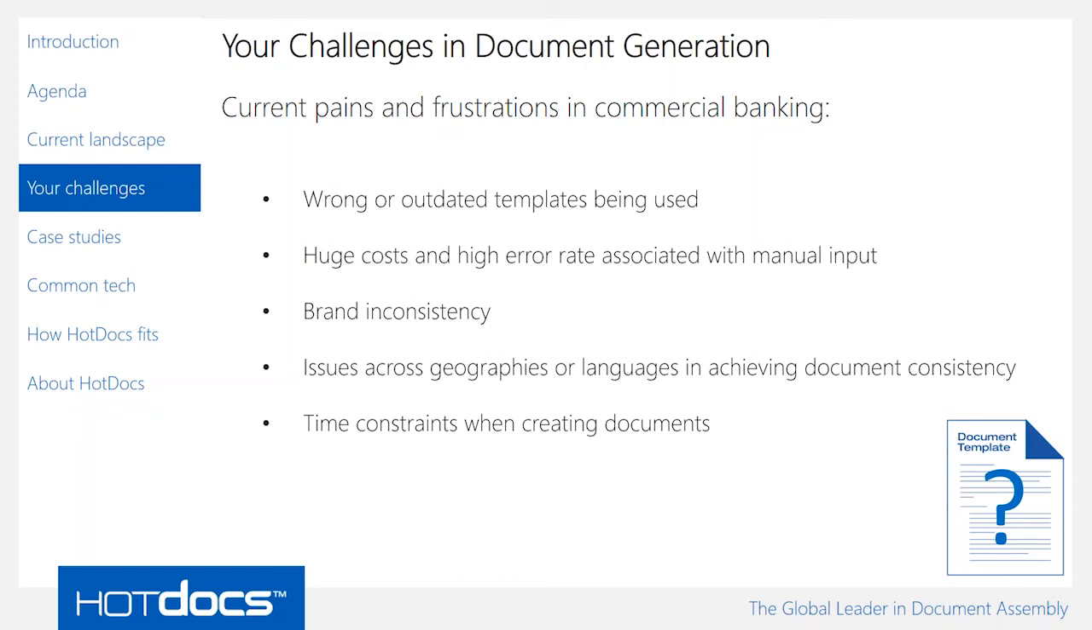And about time constraints, we were working with a large bank in South Africa, and before HotDocs, they were producing, say, 5 or 6 documents per person per day in that organization. And people were getting really frustrated because it was very repetitive and they weren't getting an awful lot done. It was a very manual process. And they brought HotDocs in to help with the automation of creating the documents.